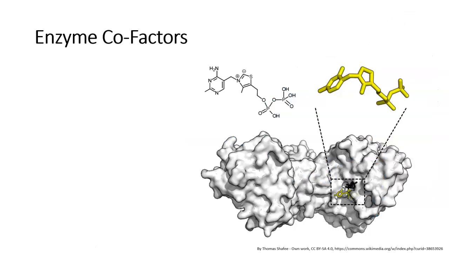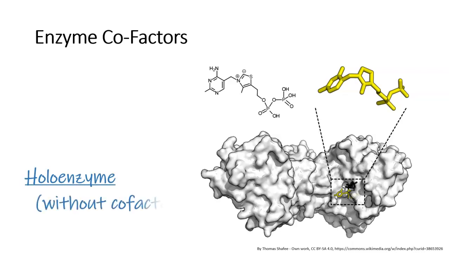Sometimes an enzyme needs an additional non-protein component to function. These non-protein components are usually called cofactors, or sometimes they are called coenzymes if they are complex organic molecules. An enzyme with its necessary cofactors is called a holoenzyme. The protein by itself is called an apoenzyme.